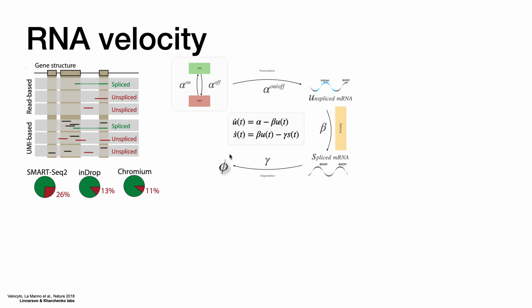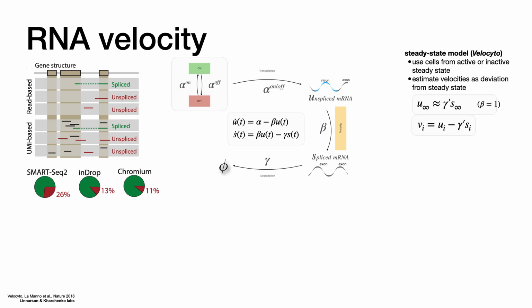So we can summarize this process with a system of ordinary differential equations, where u dot of t is the derivative of the unspliced mRNAs with respect to time t, and we have the same for the spliced reads. So from this model, in order to solve it, we can derive a steady state model that has been done in the Velocyto project that was published in Nature 2018 by Gioele La Manno.